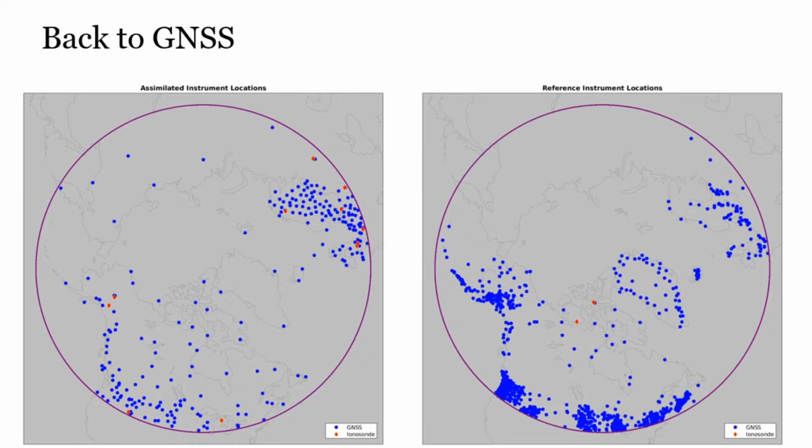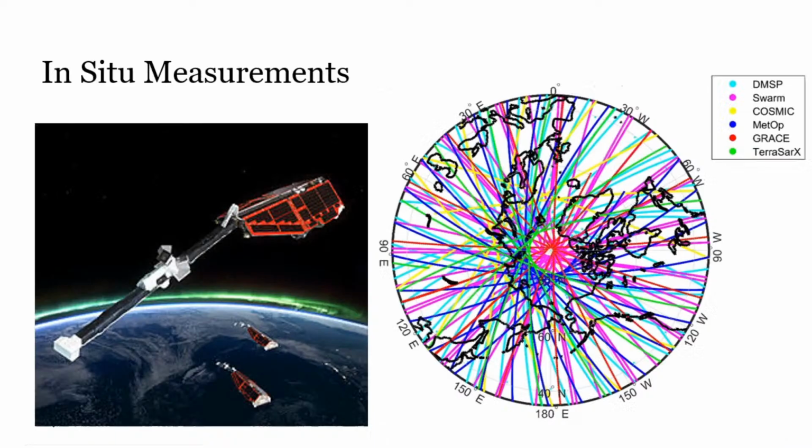So there's a considerable number of these receivers on the ground that are incredible measurements that we can't use for empirical models. Similarly, in situ measurements of plasma density from satellite missions are incapable of easily being used in the original fitting of empirical models.